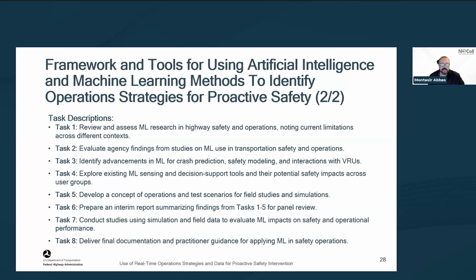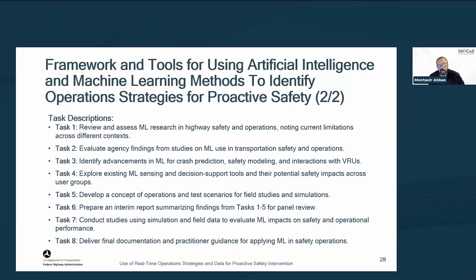So again, after reviewing and assessing machine learning research, and evaluating agency findings, then identify advancement in machine learning in crash prediction, safety modeling, and interaction with the vulnerable road users, and then explore existing machine learning sensing and decision support tools and their potential safety impact across user groups, then develop a concept of operation and test scenarios for field studies, and then after the report, conduct the studies using simulation and field data to evaluate the ML impact on safety and operation performance.